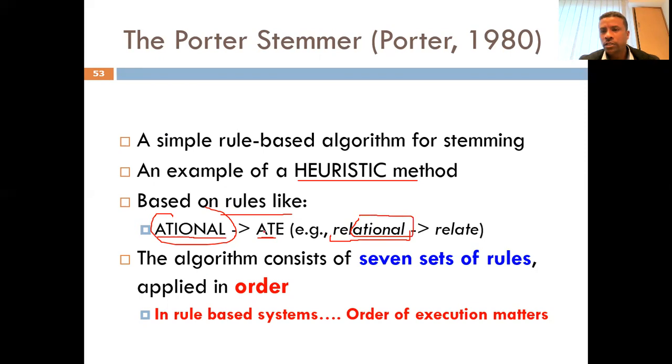ይሄንን በማቀየረው it changes with ATE. ስለዚህ ምን ሆነ? A relational will change into a relate. So it is a collection of such kind of rules. We'll try to see some of them very shortly.